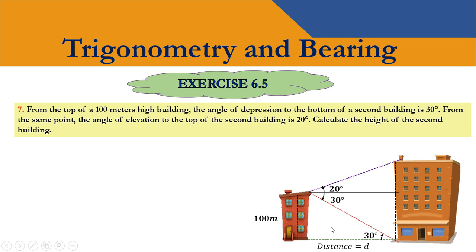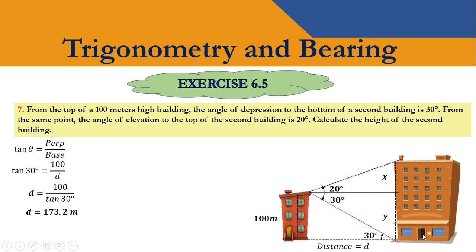So we can solve with the help of tan theta and get the distance between these two buildings. We can solve this triangle with the help of the trigonometric ratio of tan theta to get the value of the distance between these two buildings. So tan theta is equal to perpendicular over base. Tan 30 is equal to 100, the height of the building, divided by the distance between the buildings, which is d. After doing some mathematical work, the distance between these two buildings is equal to 173.2 meters.